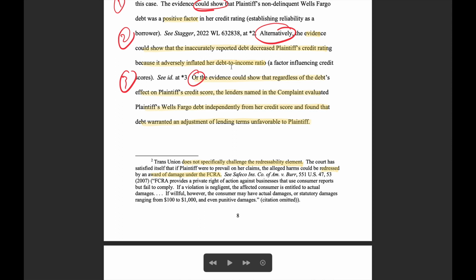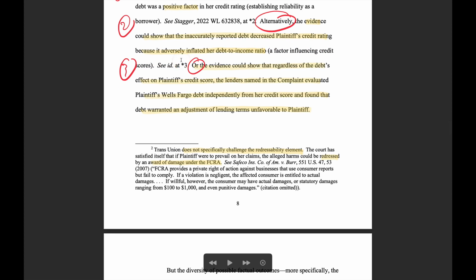So debt to income is how much debt do I have compared to my income? Well, if there's a discharged debt, then that shouldn't be factored in. But if it's reporting as current, then it's factored in. So this may not affect, although the judge says here, factor influencing credit scores. It's not really affecting the credit score so much. It would affect the underwriting.